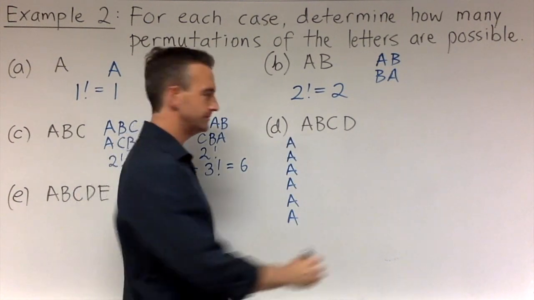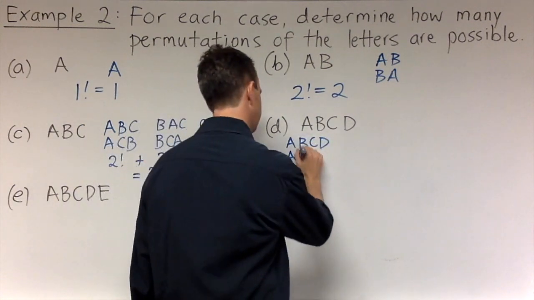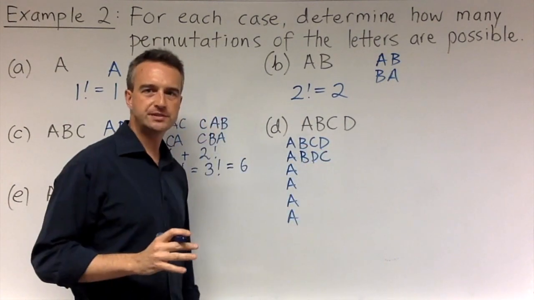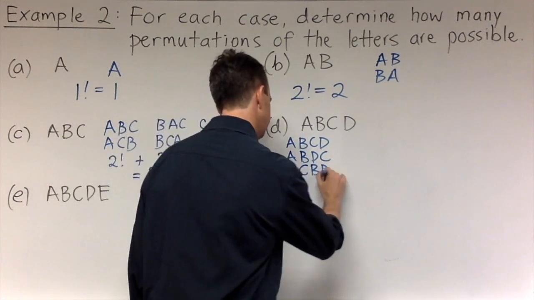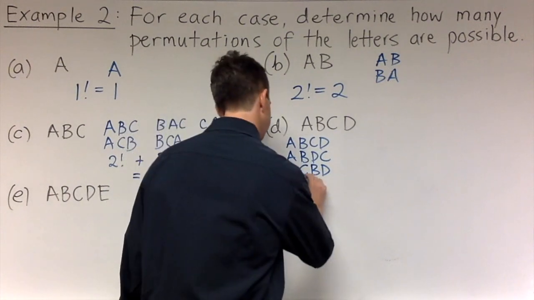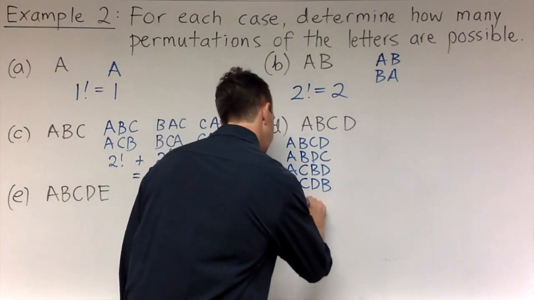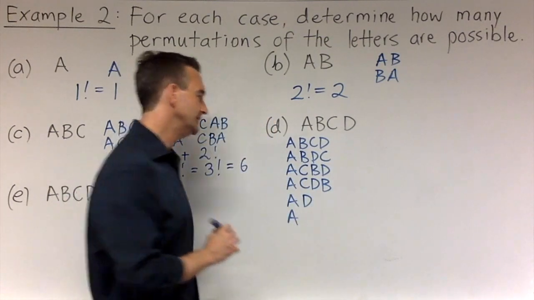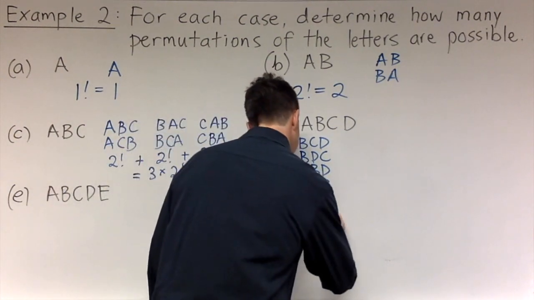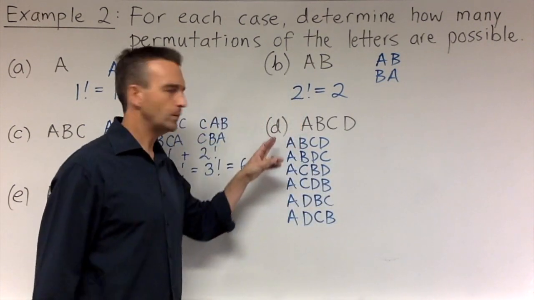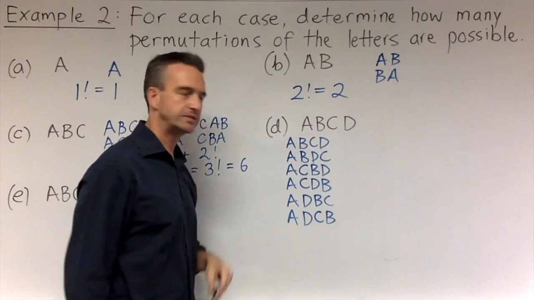A, B, C, D. A, B, D, C. Now let's put C second. A, C, B, D. A, C, D, B. And now let's put D second. A, D, B, C. And A, D, C, B. So there were 6 of those, or we just thought about the arrangements for the final 3 letters, which is 3 factorial.